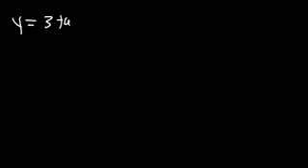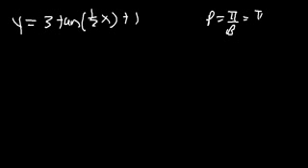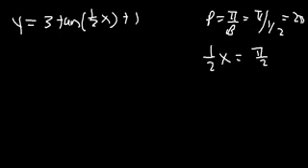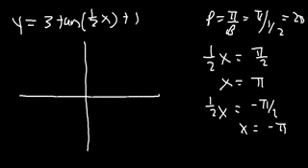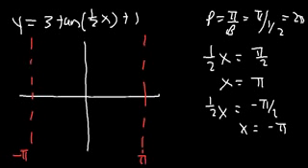So let's say you want to graph 3 tangent 1 half x plus 1. This time we have to calculate the period, which is pi over b, or pi over 1 half. So that's 2 pi. To calculate the vertical asymptotes, set the inside equal to pi over 2. If you multiply both sides by 2, you get pi. And set the inside equal to the other vertical asymptote, negative pi over 2. And so you get negative pi. The distance between negative pi and pi, as you can see, is 2 pi.